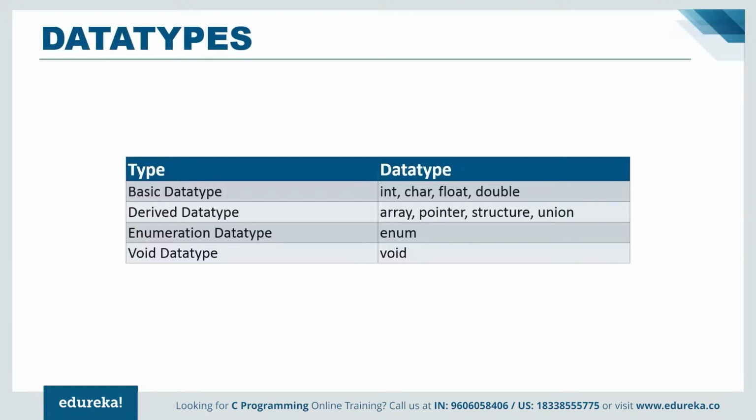And followed by that, the derived data types are the array, pointer, structure, and union. The enumeration data type is none other than the data type which is declared using the keyword enum in front of it. And lastly, we have the data type void. Now we shall discuss the variables used in C programming.